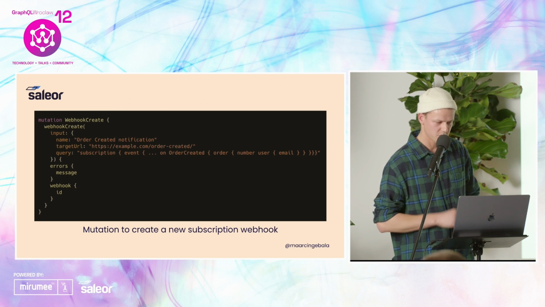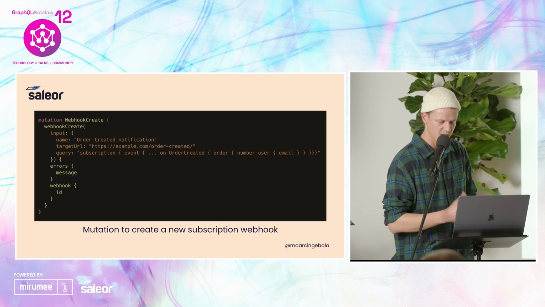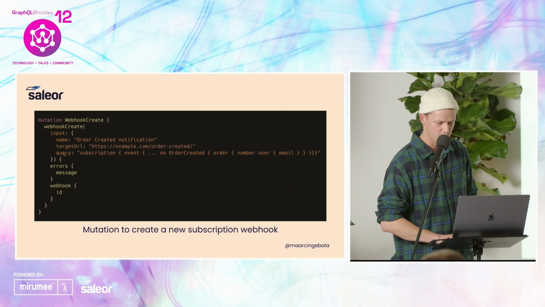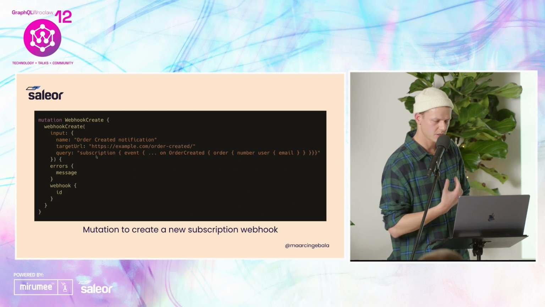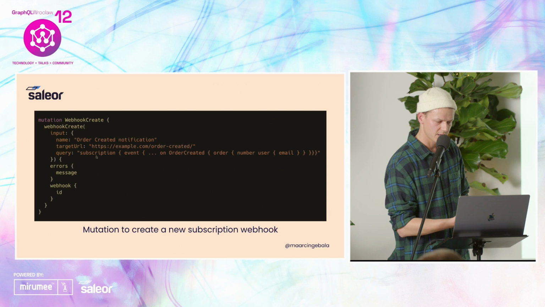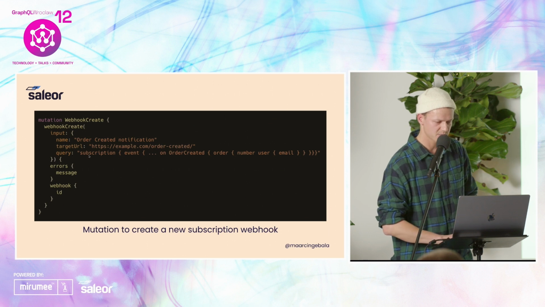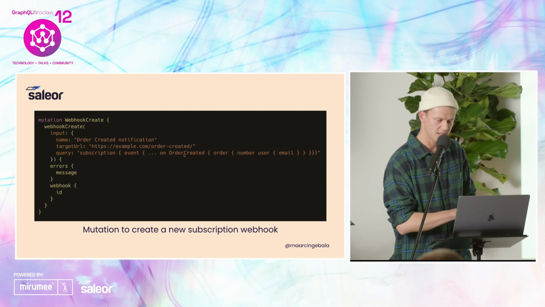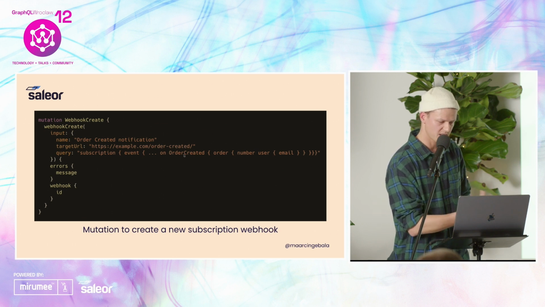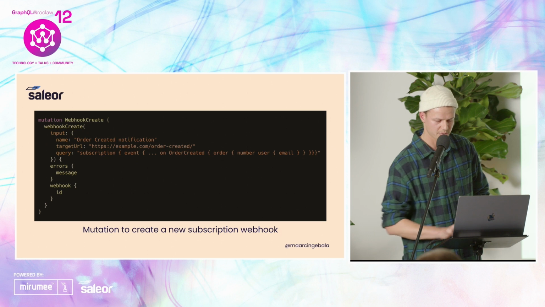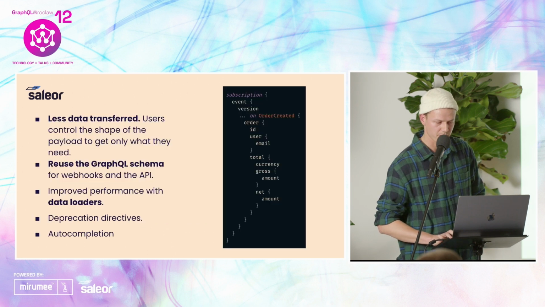So basically, each webhook is an entity in database, and it has this query field. So whenever you create a new webhook or you want to update it, you just provide this subscription syntax in here. It gets saved in the database, and whenever there is a new event happening in Saleor, we just run this subscription against our GraphQL API.